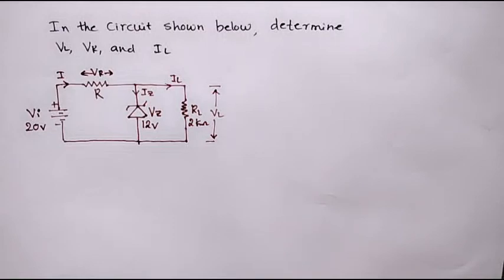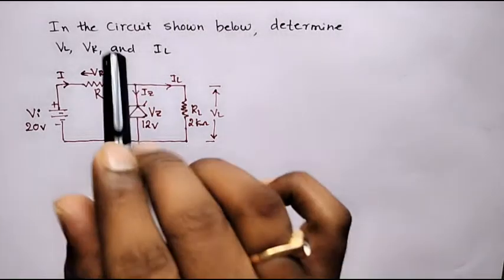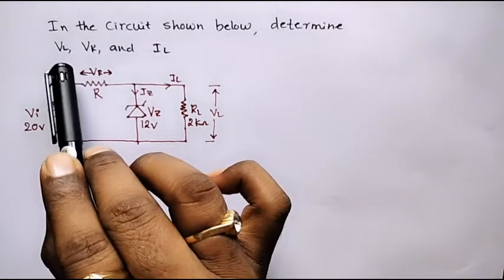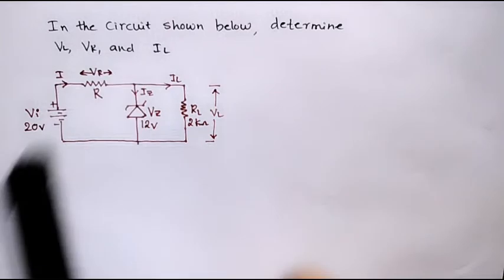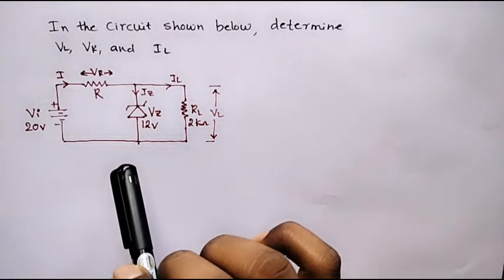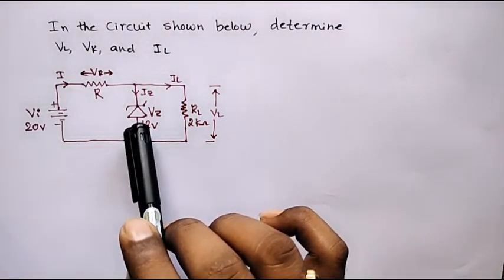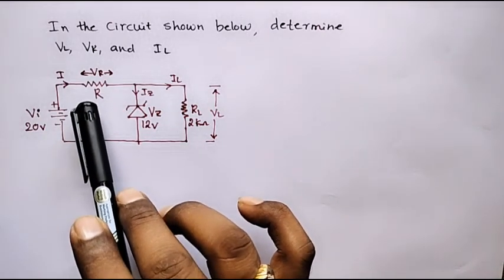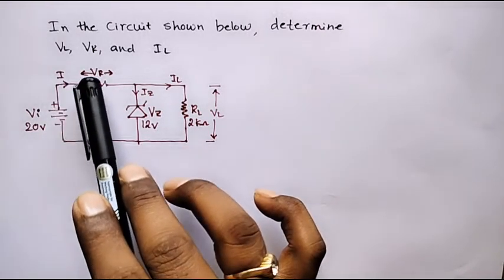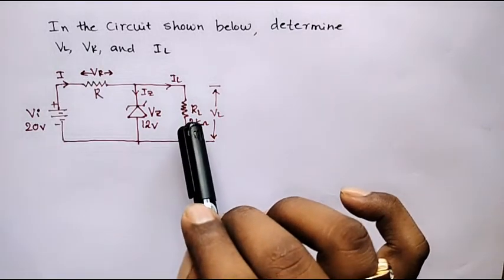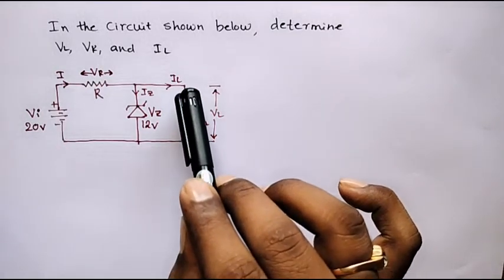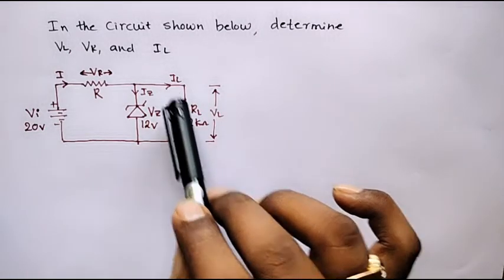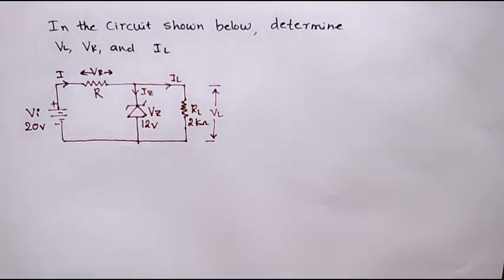Let's take one example on Zener diode. In the circuit shown below, determine VL, VR and IL. This is the given circuit where Zener diode is connected parallel to load resistor. We are supposed to calculate voltage across resistor, that is VR, and here we have load resistor RL. Voltage across load resistor is VL, and we are supposed to find the current through load resistor.